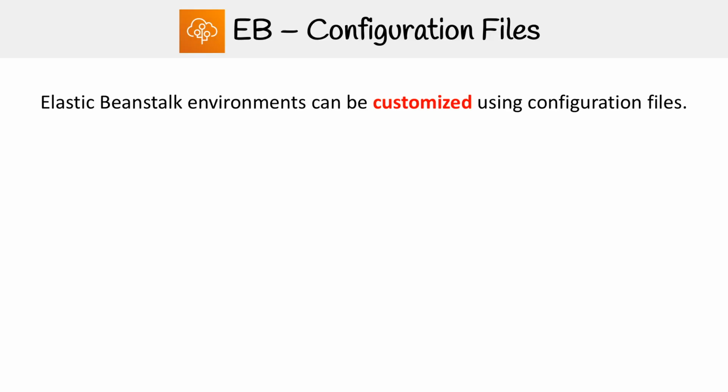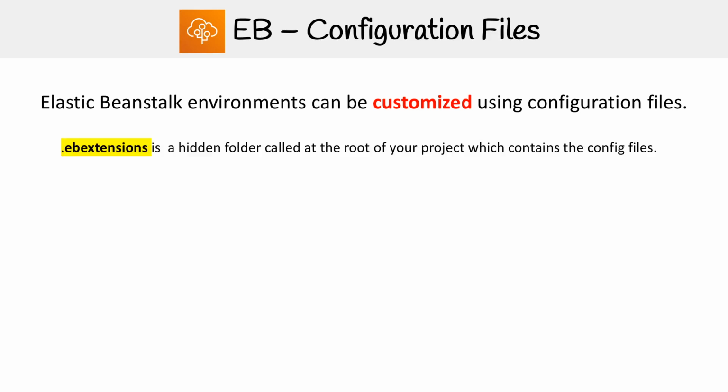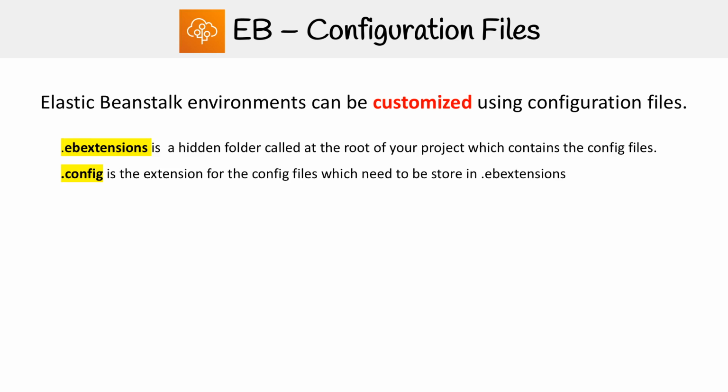So if we want to change the way our Elastic Beanstalk environment works programmatically, then the way we're going to do it is through configuration files. These configuration files sit in a hidden folder called .ebextensions at the root of your project, and they're going to have an extension that says .config on them. There's going to be a variety of different ones, but that's what Elastic Beanstalk expects.